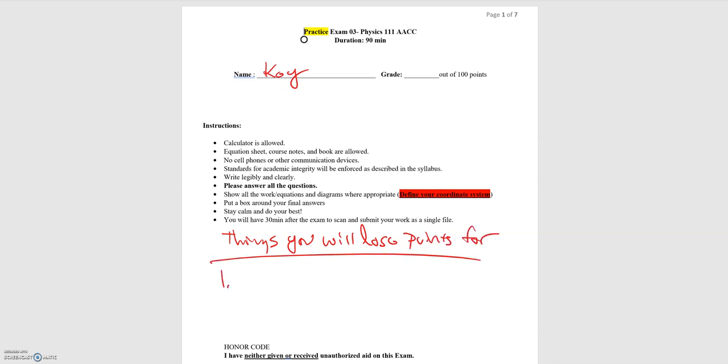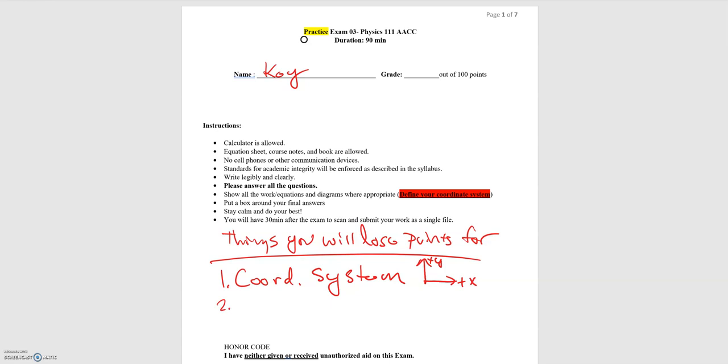So as always, you're going to need a coordinate system. That doesn't change, and again, it's not going to change for the rest of this course. That's the first thing that you should do. You draw your picture, define your coordinate system. That should be pretty much second nature at this point.